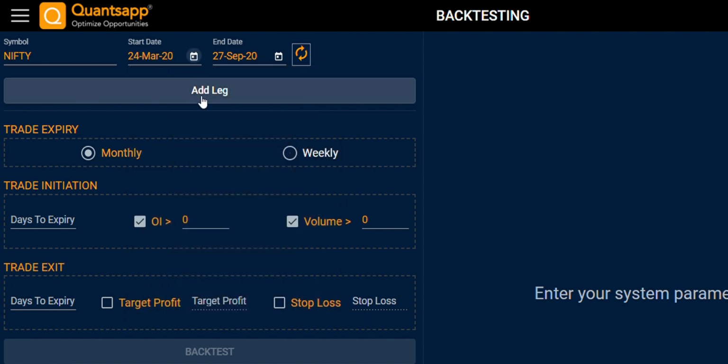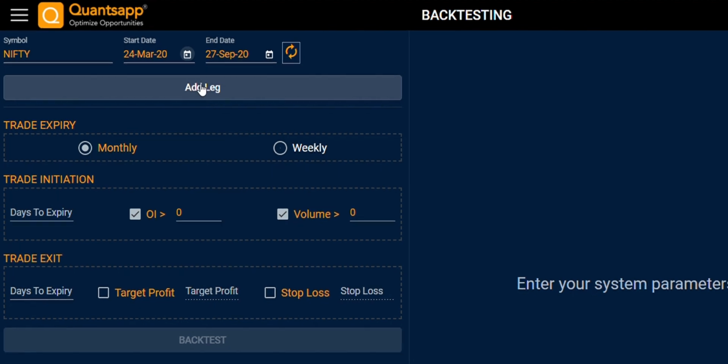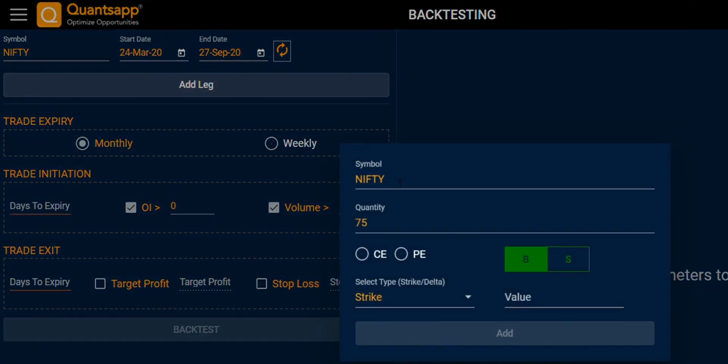Then we have the option for the add leg. Here, selecting on the add leg, we have the symbol, then we have the quantity. You can also change the quantity and can increase or decrease it. Then you have the option to select call or the put. We are taking the call and then we are selecting buy option.